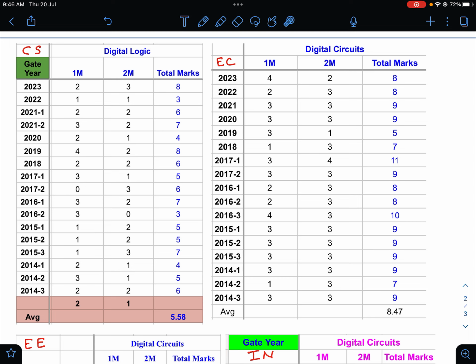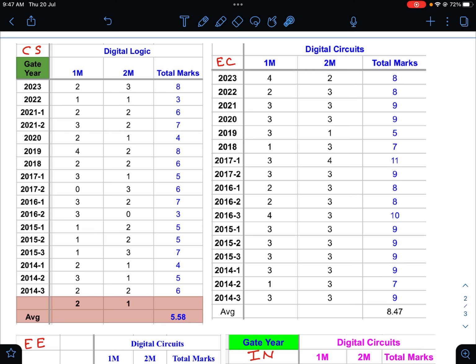So if you see, students, for computer science in the latest, 2023, 8 marks of questions have been asked: two 1-mark questions and three 2-mark questions. In 2022, it is 3 marks. In 2021, 6 marks, 7 marks, 4 marks, 8 marks, like this you see. So there is no exact number like we will get 6 to 8 marks every year, not like that. Sometimes it goes as low as 3, sometimes as high as 8, like this year it happened. And 8 marks were also asked in 2019. Okay. So, if I take the average of all these 10 years, it comes to 5.58 marks.